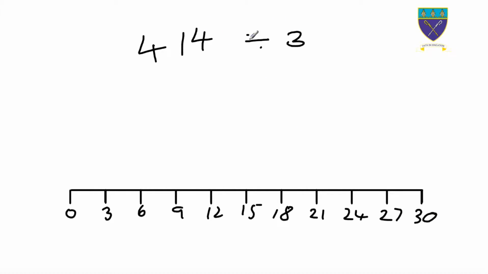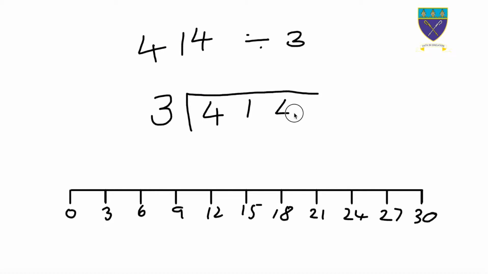Now to set this out in the bus stop, the number we're dividing by, the smaller number, would come in here, and the 414 would go in here. So if I was to divide that now, I'm counting how many threes until I get to 4. Well, 4 would land here, so that's certainly one jump, but it's 1 and a bit. So the 1 goes there, and between 3 and 4 is a difference of 1. So I have a remainder of 1, which goes there.